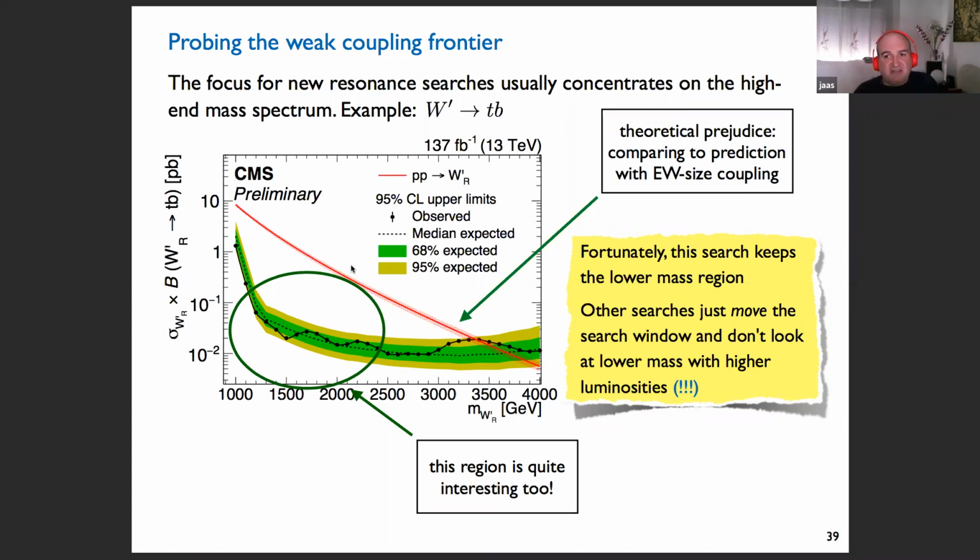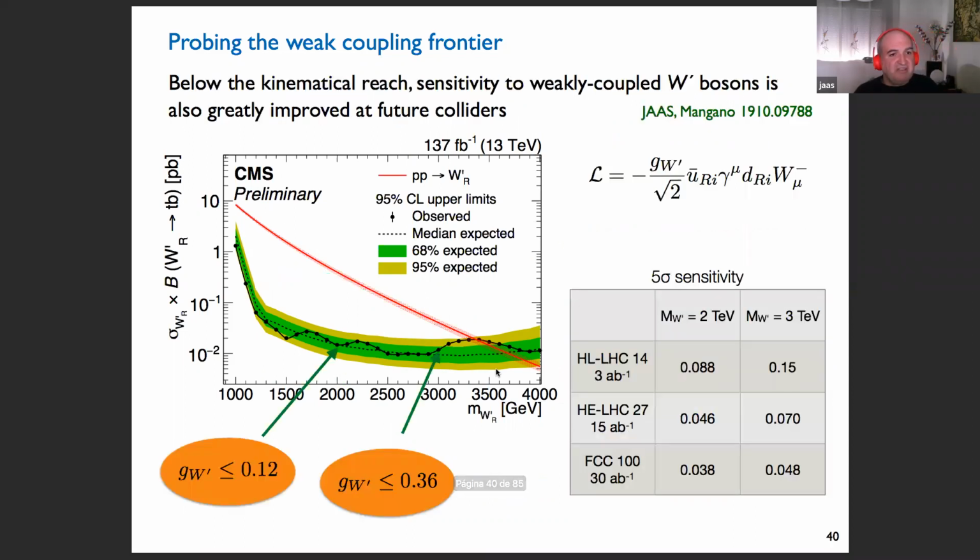Of course, we all know that. But it may be tempting to forget this region here. And sometimes this happens. The searches with more luminosity don't keep the lower mass region. They just say, okay, let's forget it and let's go higher in mass. And this region is interesting. Fortunately here, they have shown it and they perform the search, but this is not the case all the time.